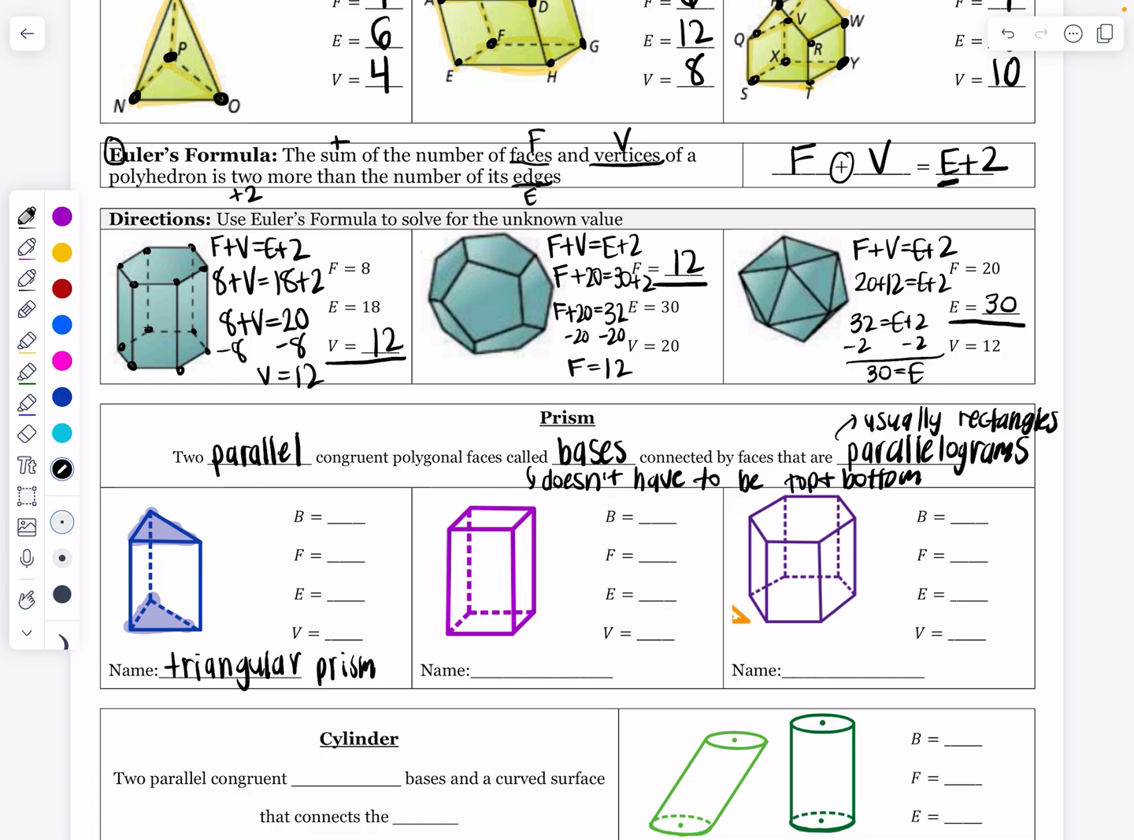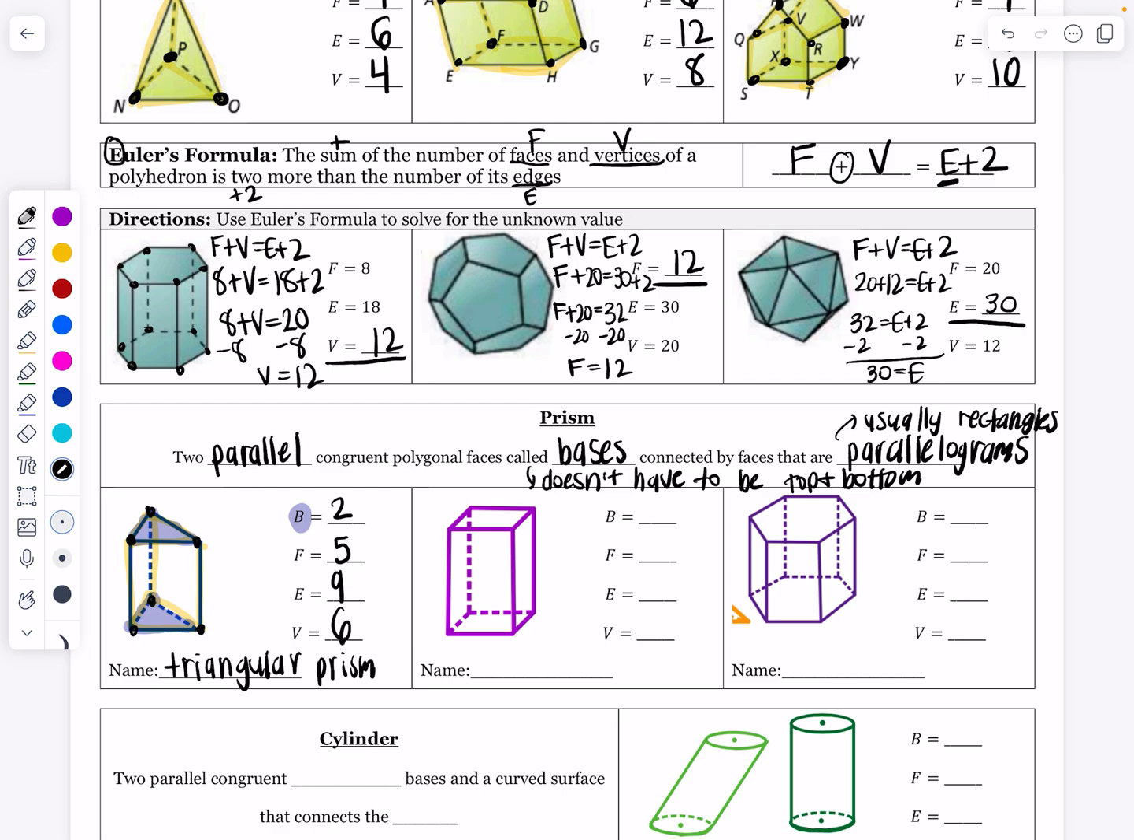Okay. How many bases do I have? I have a total of 2 bases. How many faces do I have? Well, that's just how many polygons do I have in this shape total. I have a total of 5 because there are 3 walls between those bases. How many edges do I have? I'm going to have 3 at the top, 3 in the middle, so you can highlight if you need to. 3 at the top, 3 in the middle, 3 at the bottom. What is 3 plus 3 plus 3? That is going to give me a total of 9. And then my vertices are going to be the points. So there's going to be 3 at the top, 3 at the bottom. So that's going to be a total of 6 vertices.